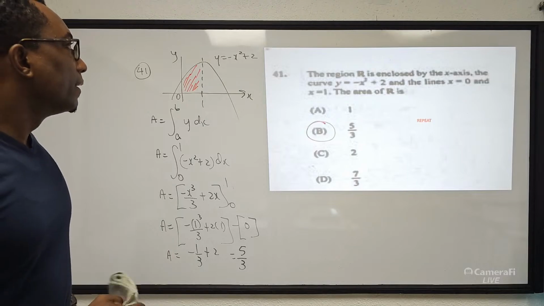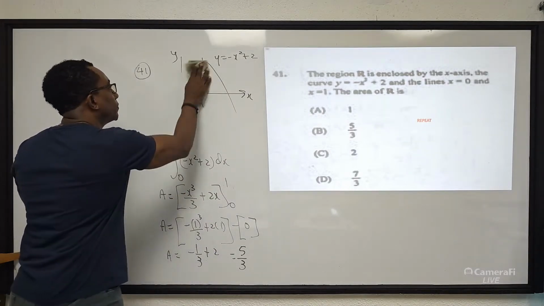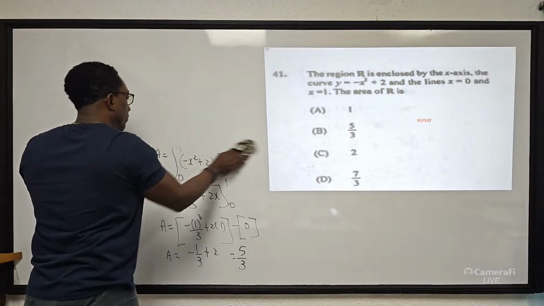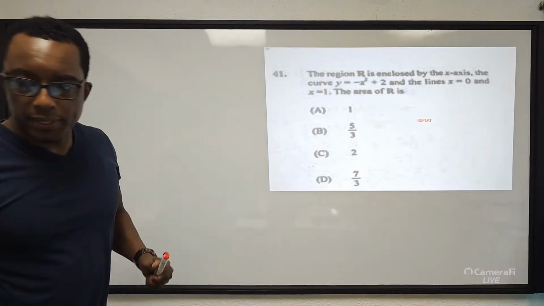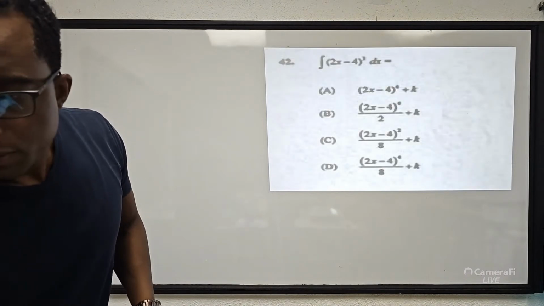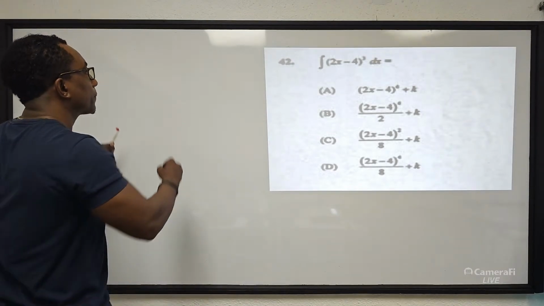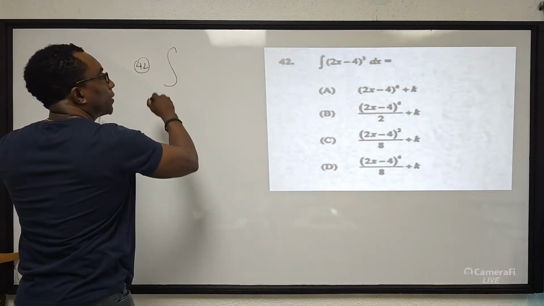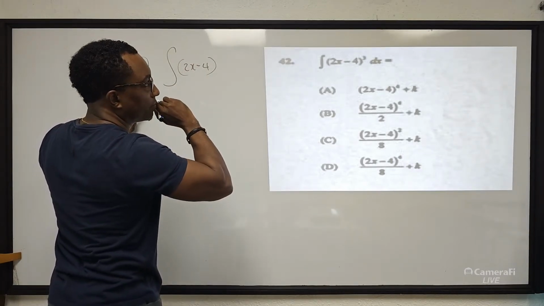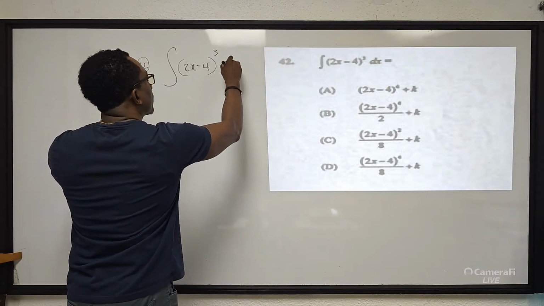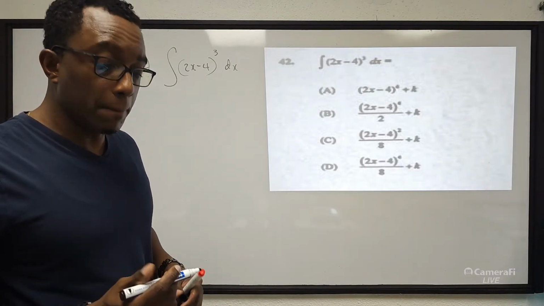Okay? Let's look at question 42. So 42, we have the integral of 2x minus 4 cubed dx. Good? If you have to integrate that, the function is a composite function.